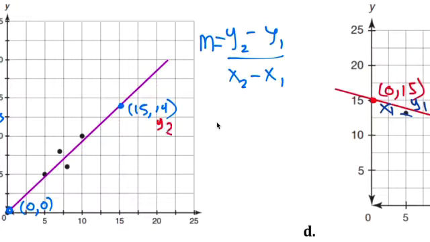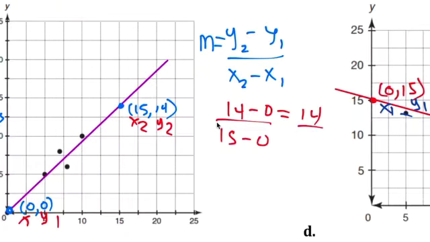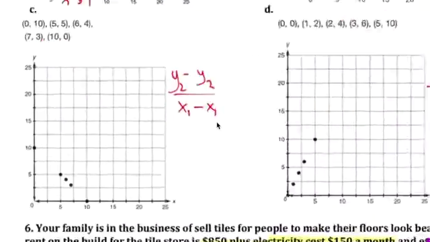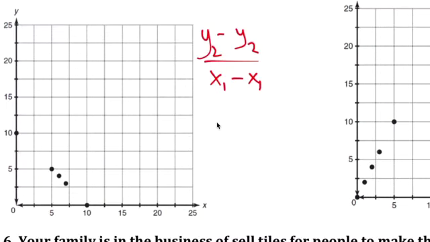This is y sub 2 and this is y sub 1. So 14 minus 0 is 14. And then x sub 2 minus x sub 1, 15 minus 0 is 15. So that's your slope. Okay?